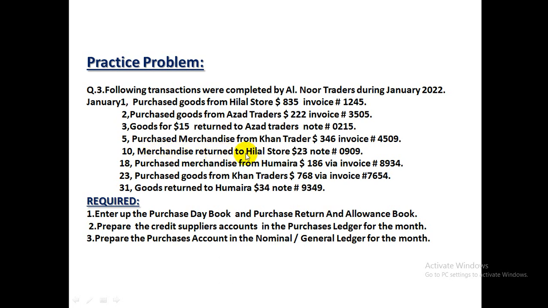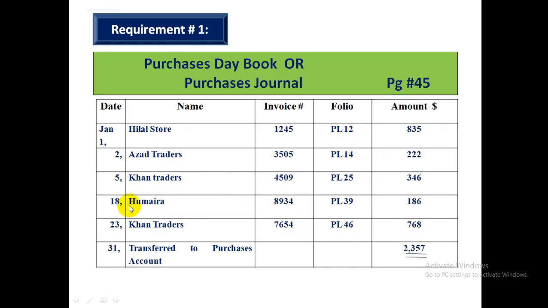Again we have return of merchandise. Ignore this, it will not come in purchases journal. Purchase merchandise from Humera. Amount is given, invoice number is given. Record the information: date will come, name of supplier will come, invoice number will come, amount will come, and again we'll assume any number for the ledger account of Humera. Let's see the next transaction.